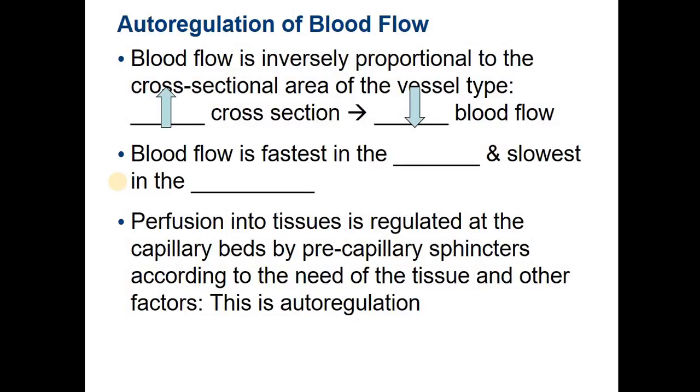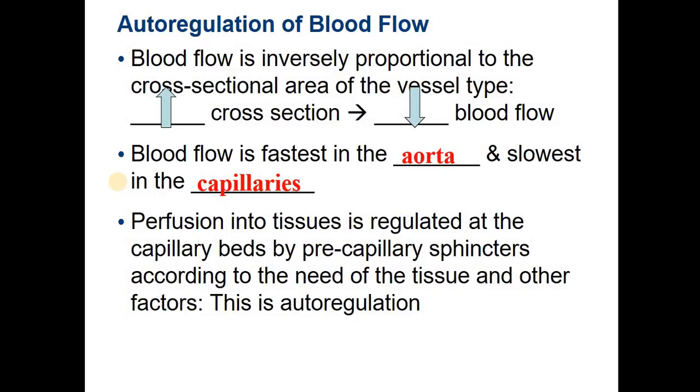So blood flow is fastest in the aorta and is slowest in the capillaries. Aorta is more of a straight shot. Capillaries, I have that nice little webbing network going on. So I have a lot of cross-sectional work going. So that slows it down.